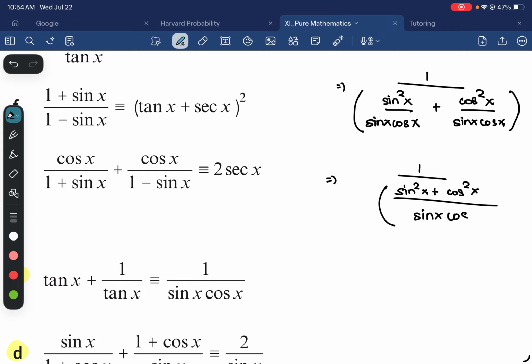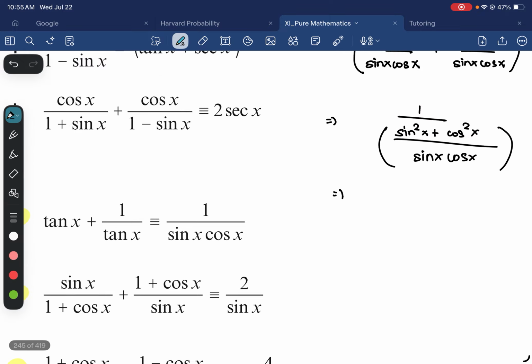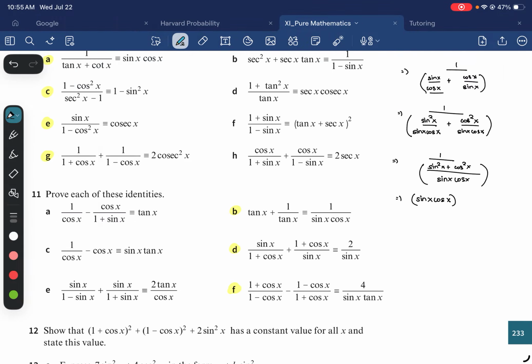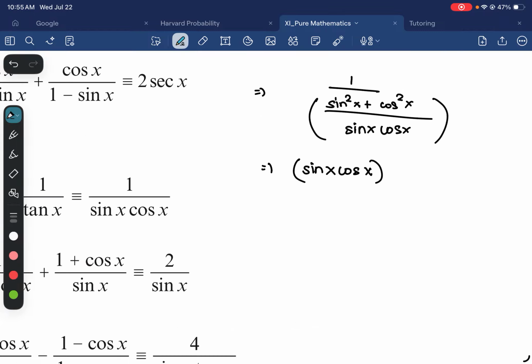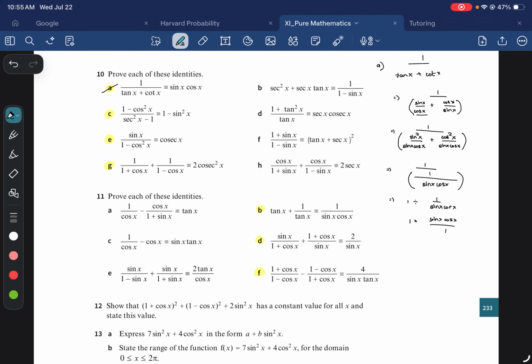Sin x cos x. So this one, sin squared x plus cos squared x, simplifies to 1. And sin x over cos x, so that just comes to the numerator, right? So I get this as my final answer, which is exactly what we wanted. And if you're unsure how we got this, you just substitute 1 here, and then 1 divided by a fraction is the same as 1 multiplied by the reciprocal of that fraction, and you get your final answer. All right.